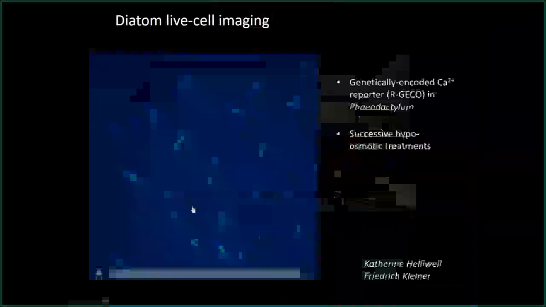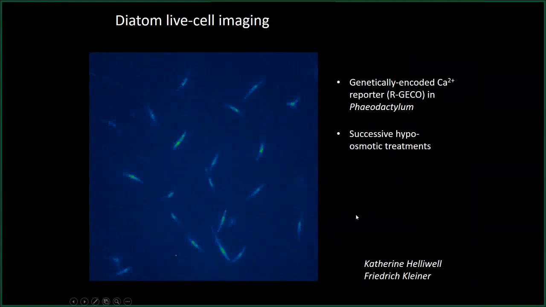And I'll jump straight in with this one. So this is an image of Phaeodactylum diatom cells expressing a genetically encoded reporter for calcium, and we call that reporter R-GECO. I'm just going to run this short video, and the colour in the cells will change as I show the video, and that's in response to giving the cells a slight osmotic treatment. So we go from seawater to dilute seawater. And we're measuring the very, very low concentrations of calcium in the cytosol in these cells with this reporter.